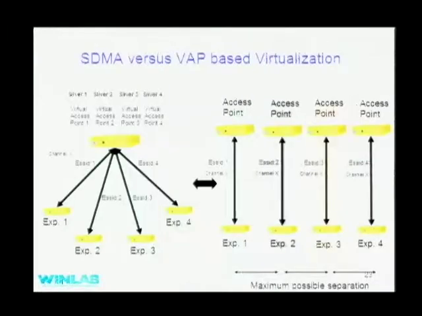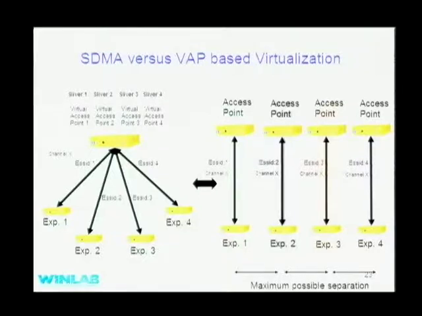So now our second scenario for comparison for the virtualization scheme is space division multiplexing. What we did is take the same 4 experiments that we mapped to the same virtual access point, make them 4 individual access point clients, and put them on the same channel, but provide maximum spatial separation between them.